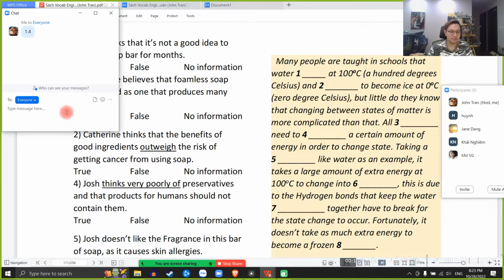But little do they know that. Little do people know that. It means they know very little. If people know very little, it nearly means that they don't know anything. Little do they know that.